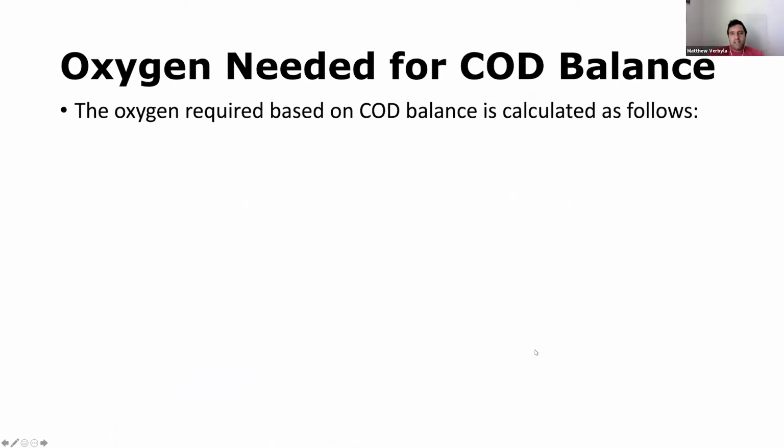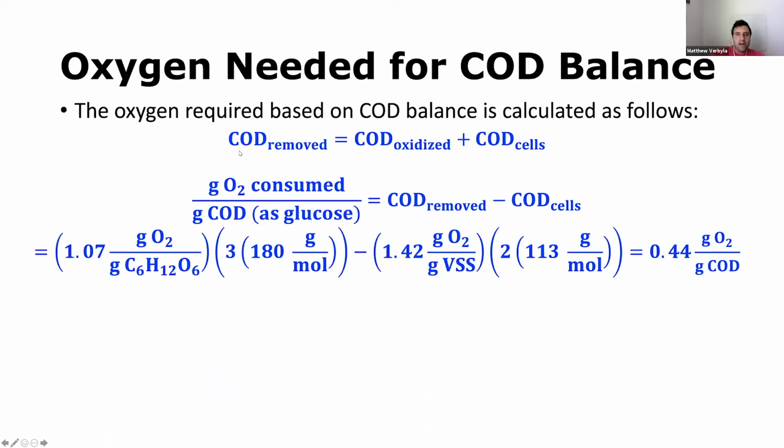The oxygen required based on a COD balance is calculated as follows. So if we look at how much COD is removed in a wastewater treatment process, this is equivalent to the amount of COD that's oxidized. In other words, the amount of COD that's converted to CO2 and escapes the system, plus the amount of COD that's bound up in the microbial cells that are produced. Because remember, those microbes are degrading COD to conserve energy, to produce energy for themselves. And they're also degrading that COD to incorporate it into biomass.